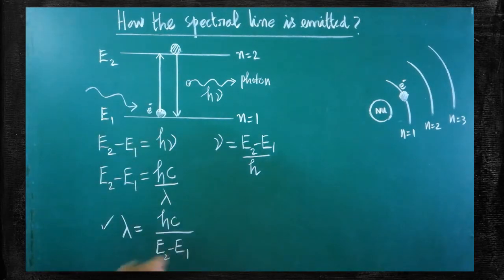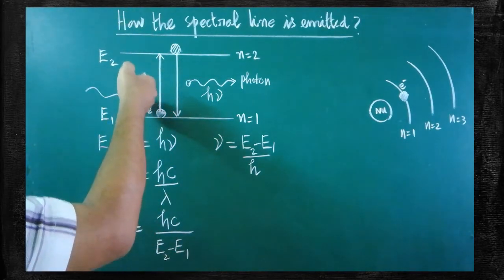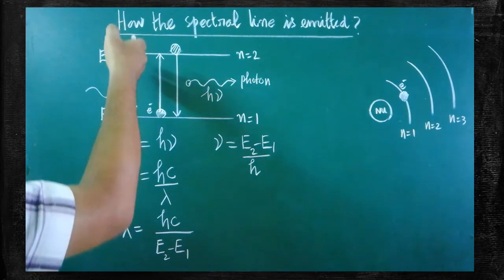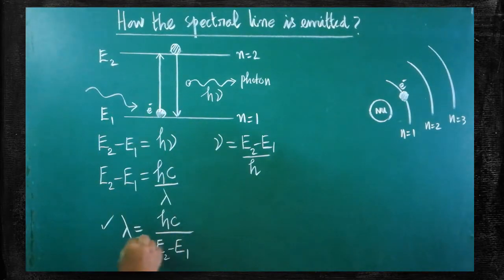In the next topic, I am going to teach you how the spectral lines are emitted in the case of the hydrogen atom. Here h is Planck's constant, c is the speed of light, and E2 minus E1 is the energy difference between the two energy levels where the electron transition takes place. Very important formula to calculate the wavelength.